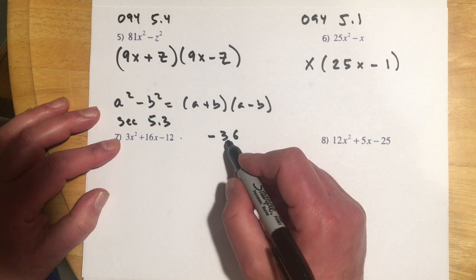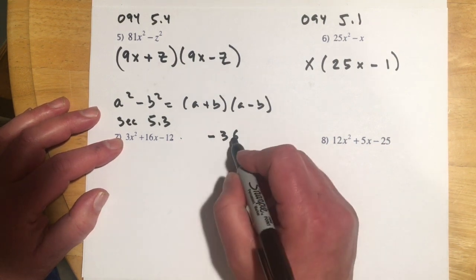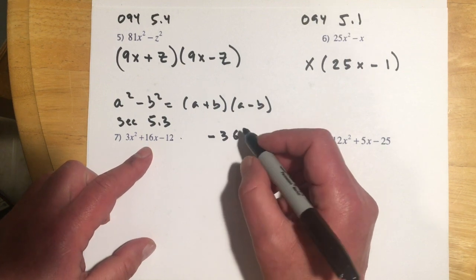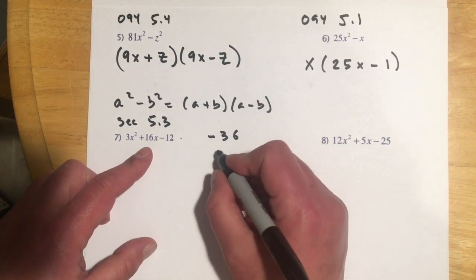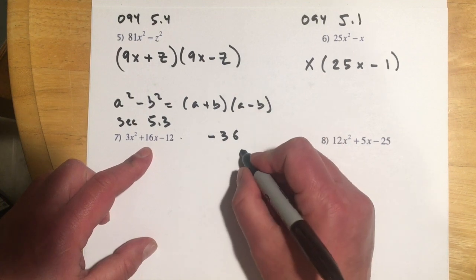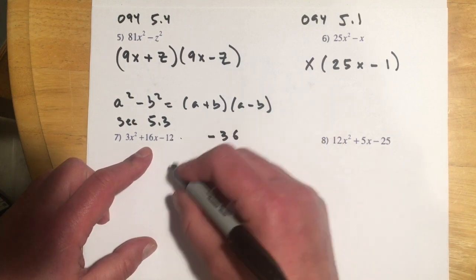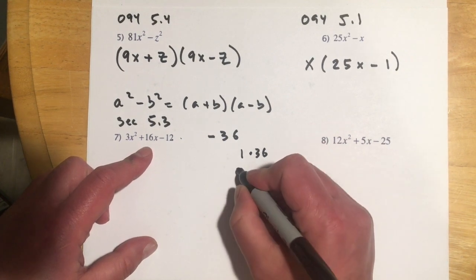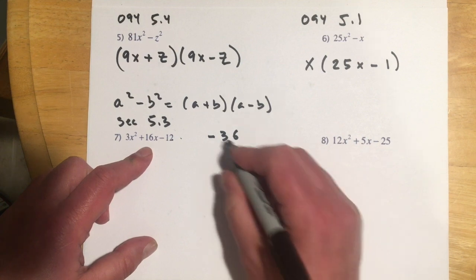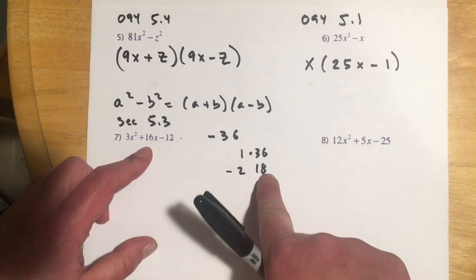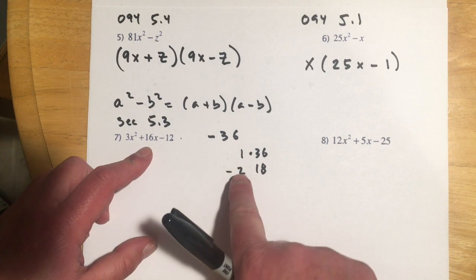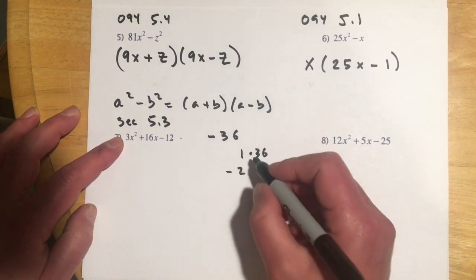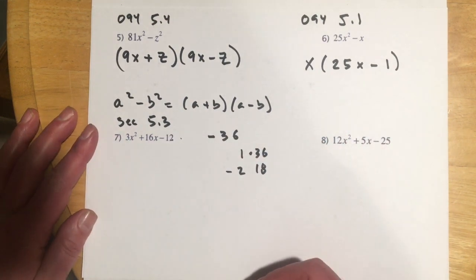So 3 times negative 12, negative 36. And then we do what multiplies to be negative 36 and adds to be 16. And if you can't see the number easily, you can make a list. So it could be one's positive, one's negative. So it'd be 1 times 36, 2 times 18, and then right there you see if we make the negative on the 2, negative 2 times 18 makes negative 36, negative 2 plus 18 makes 16. So we do multiply the ends together and then do what multiplies to that and adds to the middle.